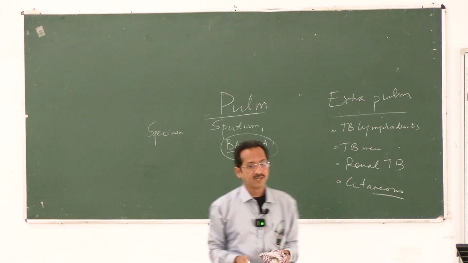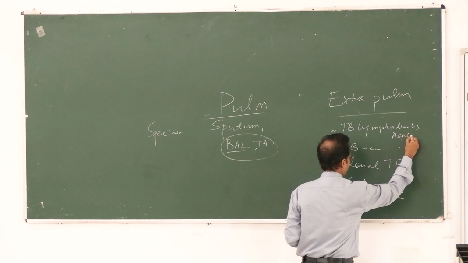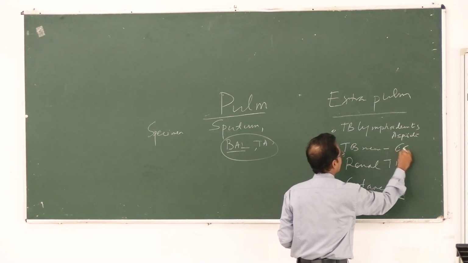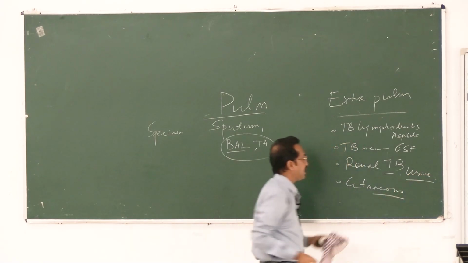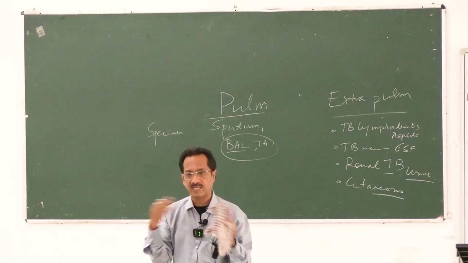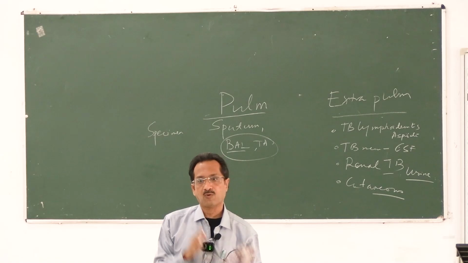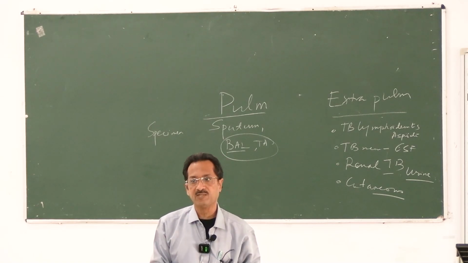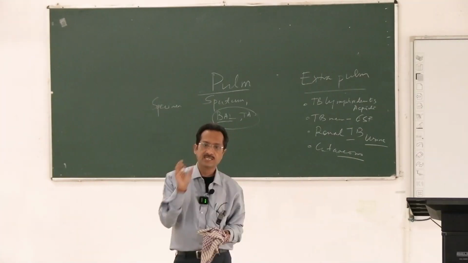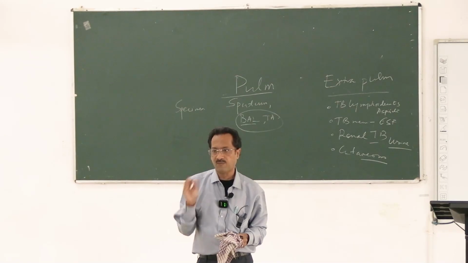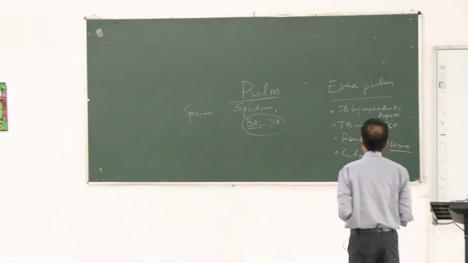The specimen would be different. For TB lymphadenitis, you need an aspirate from FNAC. TB meningitis, CSF. Renal TB, urine. But here, because TB bacilli are shed intermittently, not continuously, you should take an early morning sample for 3 days. Previously a 24-hour sample was taken, but now the dictum is to collect the first early morning urine for 3 days. So that is for renal TB.